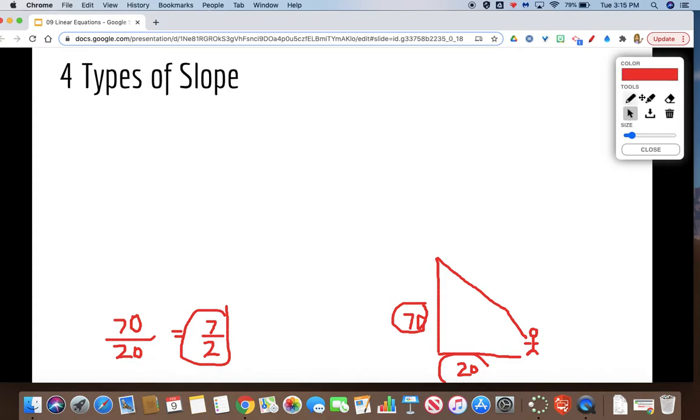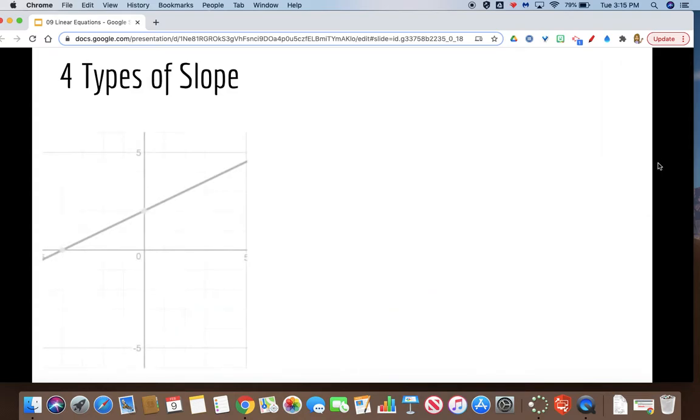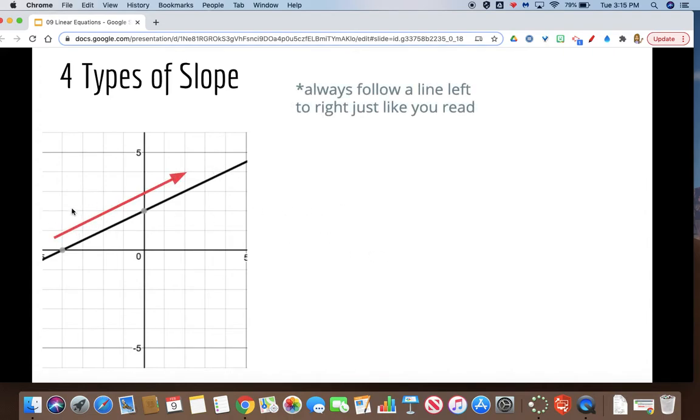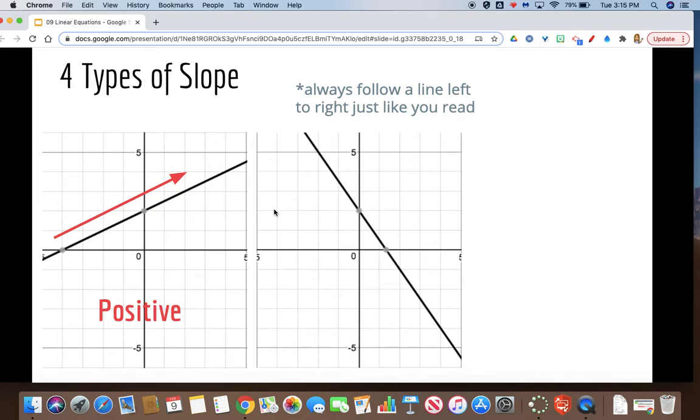There are 4 different types of slope. If I look at my line, I will always encourage you to look at it like you would read a book, from left to right. This line is going up if I look at it from left to right. That means it's a positive slope, which would be represented with a positive number. If I look at this line going left to right, it's going down. So this is a negative slope.